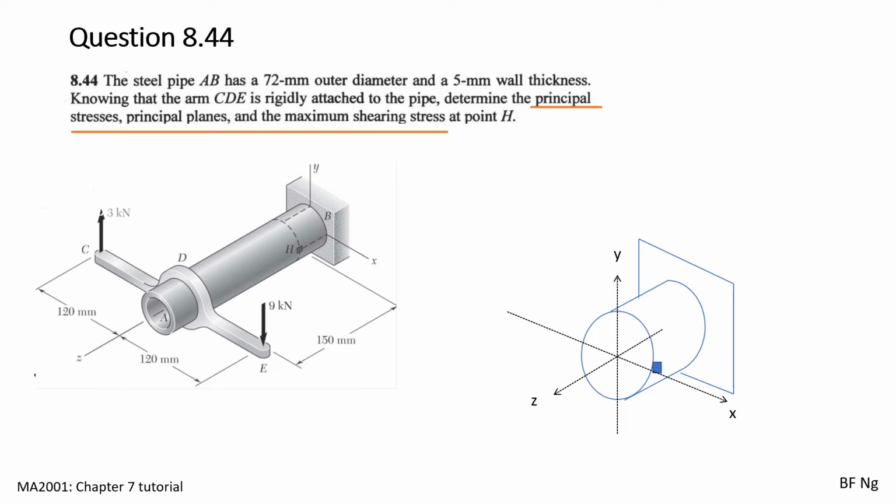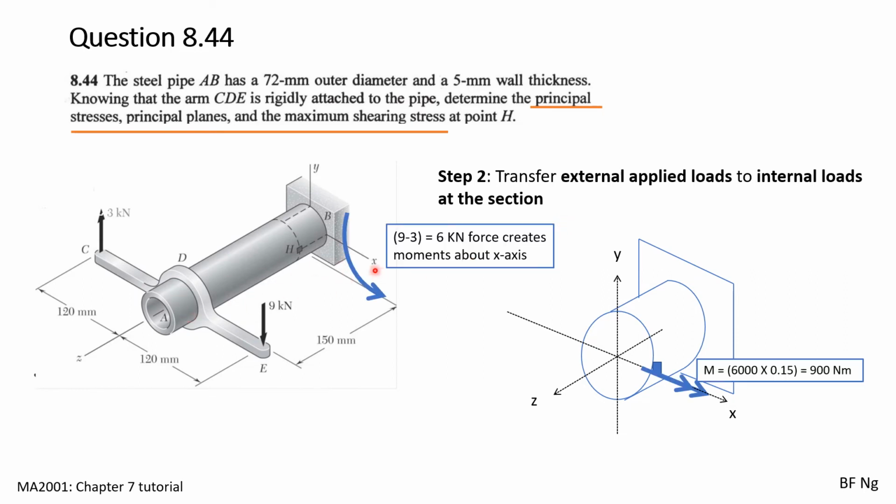In step 2, we transfer the external applied loads to the internal loads at the section. We look at the loads axis by axis. For the x-axis, we have 3 kilonewtons and 9 kilonewtons. When you combine them, it's downwards 6 kilonewtons, at a distance of 150 mm away from the x-axis. This will cause a moment about the x-axis, that is 900 Newton meters.